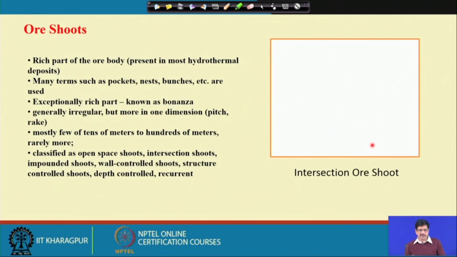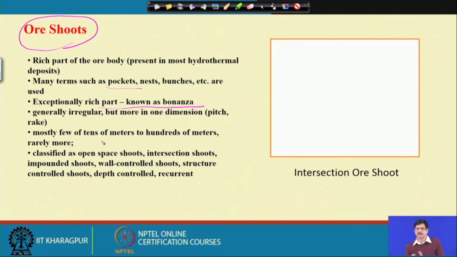And this is a very commonly used term in mining geology literature, which is called the ore shoots. So ore shoots are essentially the enriched or rich part of the ore body present in a hydrothermal deposit. There are many terms such as pockets, nests, bunches, etc., which are used in the context of this kind of ore shoots. They are exceptionally rich parts, sometimes forming a bonanza, and they are the zones which are mostly looked for during mining, and they are generally irregular but elongated more in one dimension.